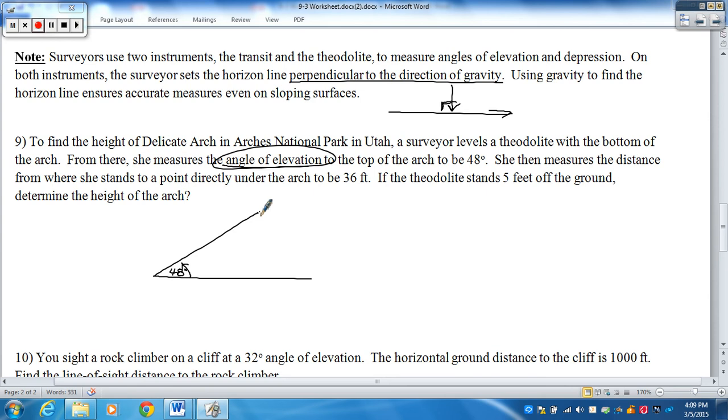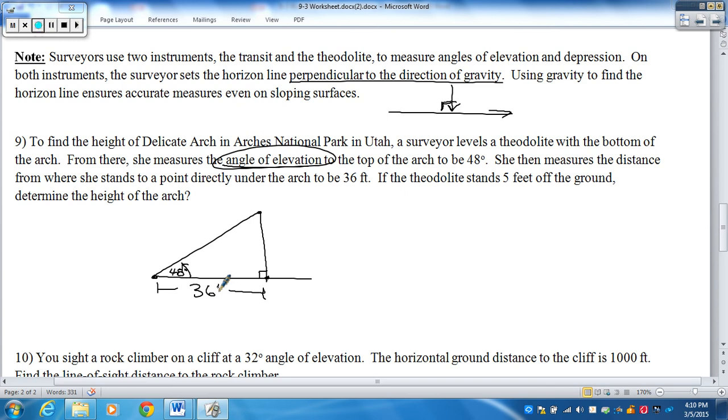So, here's the arch. It's the top of the arch. Come on, measure down. And this distance right here, from where she's standing to the bottom of the arch, is going to be 36 feet. The theodolite stands 5 feet off the ground. Determine the height of the arch.